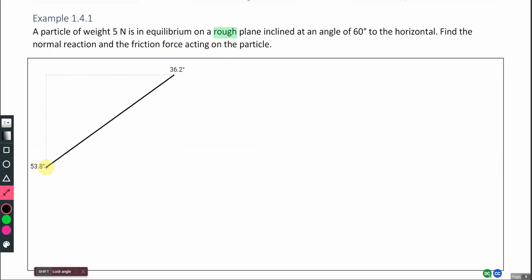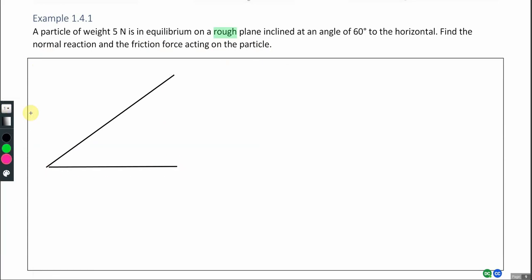Here's my inclined plane, and then a particle. Doesn't matter what it looks like, I always just tend to draw a box to represent it. So sitting on the rough plane, if it's a rough plane there will be friction. If it says smooth, then there'll be no friction. If it's rough, there will be friction. The plane is inclined at 60 degrees to the horizontal.